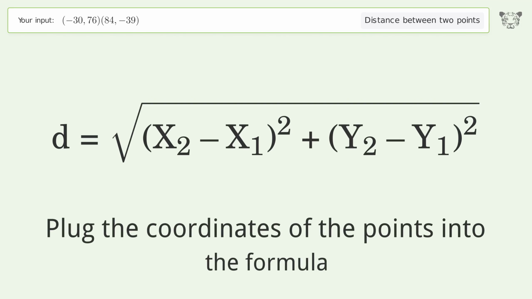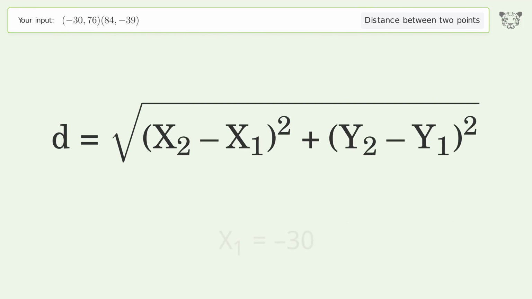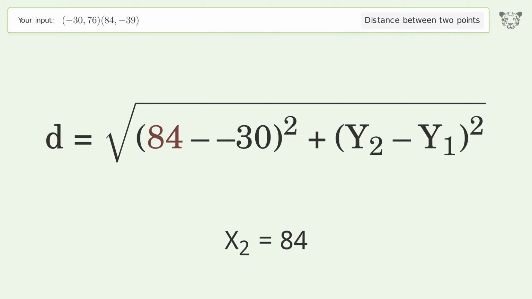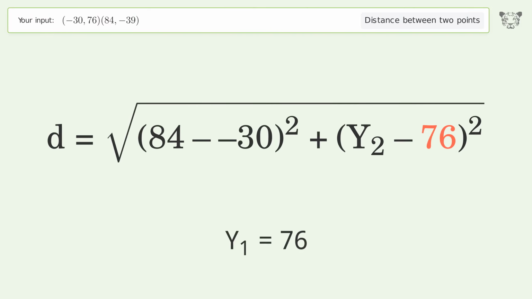Plug the coordinates of the points into the formula. x1 equals -30. x2 equals 84. y1 equals 76. y2 equals -39.